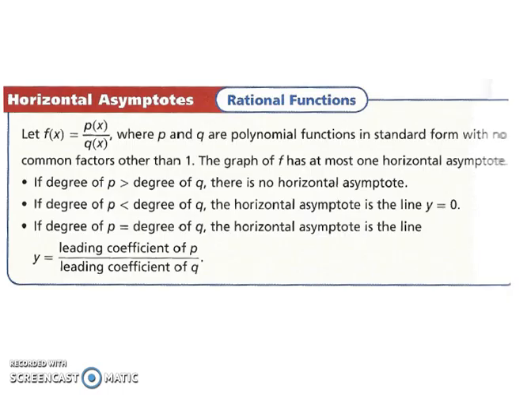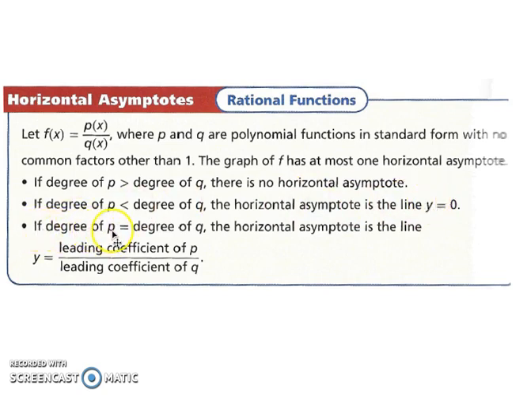So now let's look at horizontal asymptotes. We have, let f of x equal p of x over q of x, where p and q are polynomial functions in standard form with no common factors other than 1. Sounds familiar. The graph of f has at most one horizontal asymptote. If the degree of p is greater than the degree of q, there is no horizontal asymptote. If the degree of p is less than the degree of q, the horizontal asymptote is at the line y equals 0.